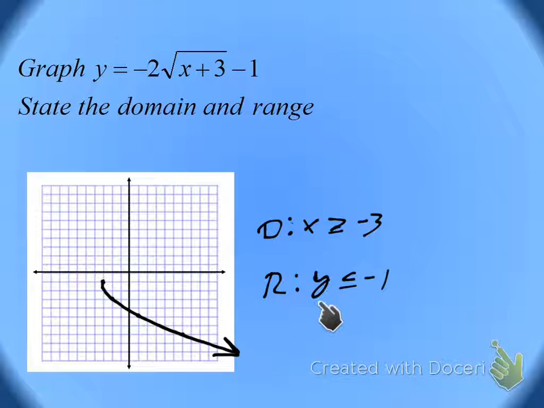So therefore, Y has to be less than or equal to -1. That's as tricky as they're going to come. Whenever you flip the sign up top here, you flip the sign down here, because the graph will go down now instead of going up.